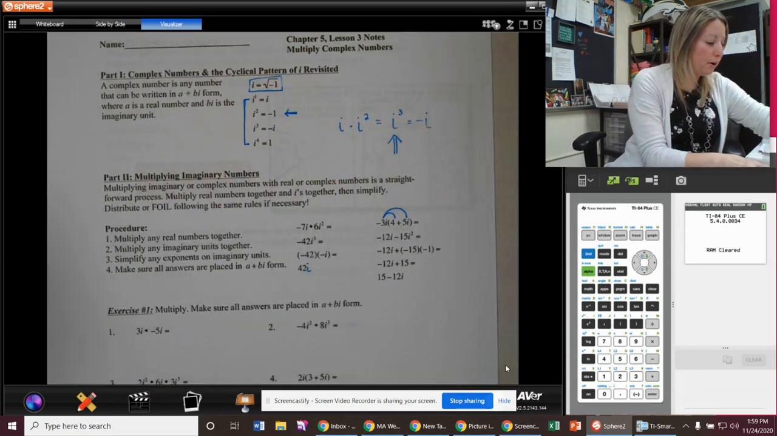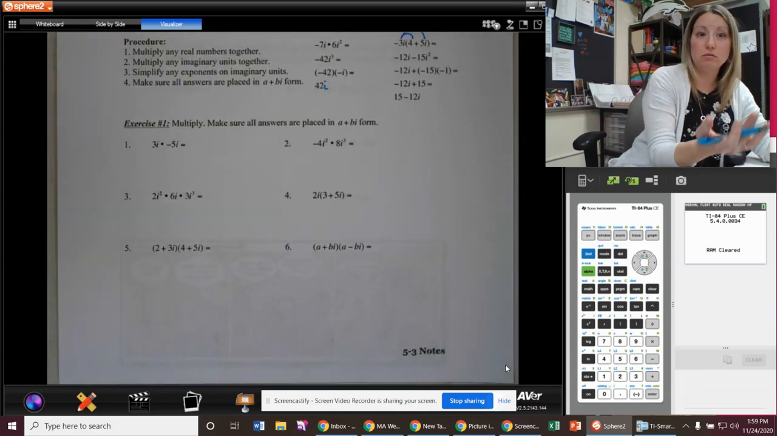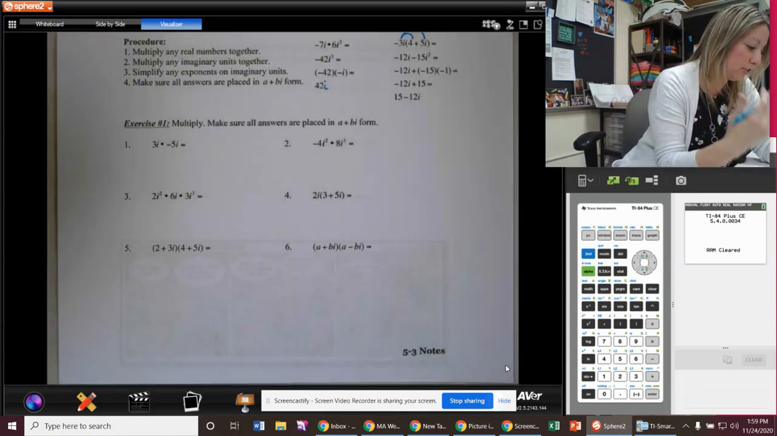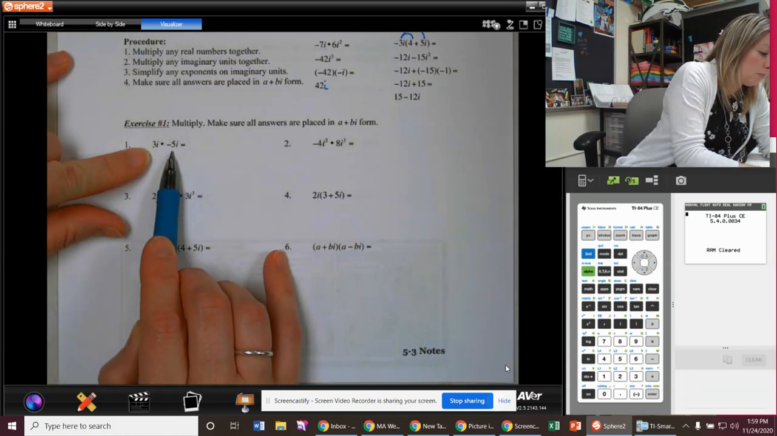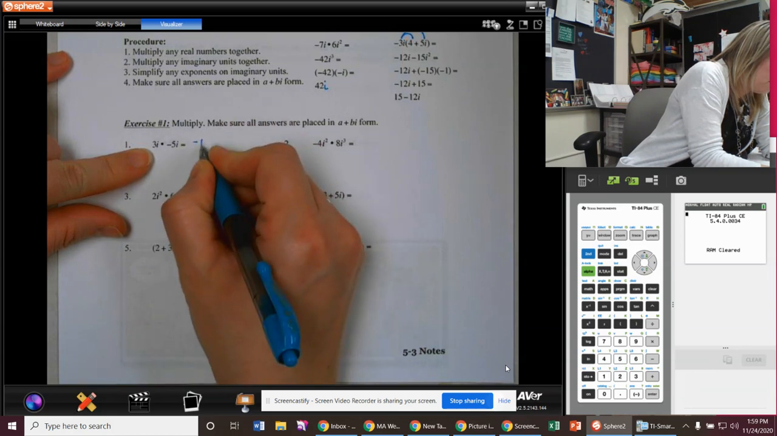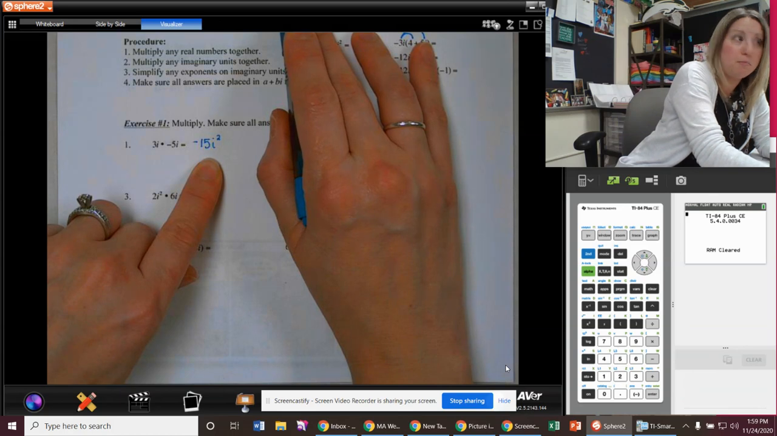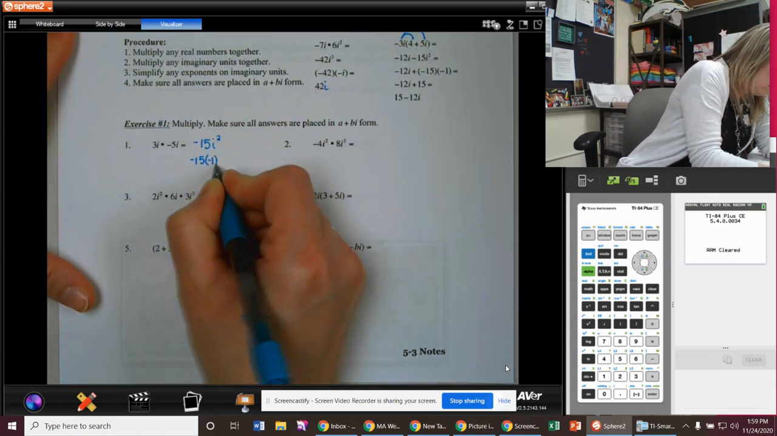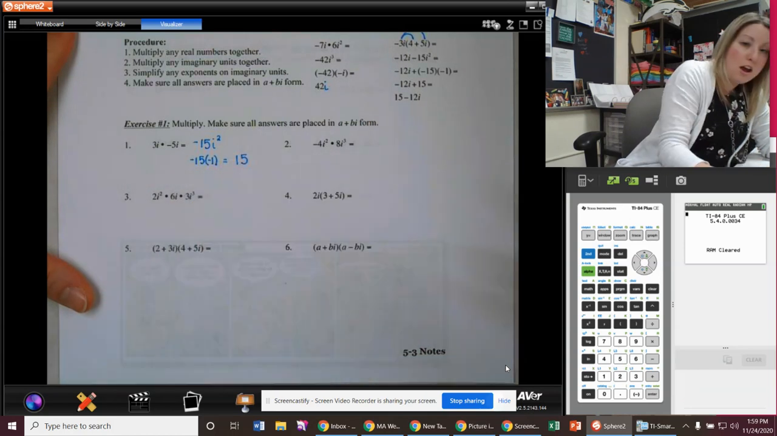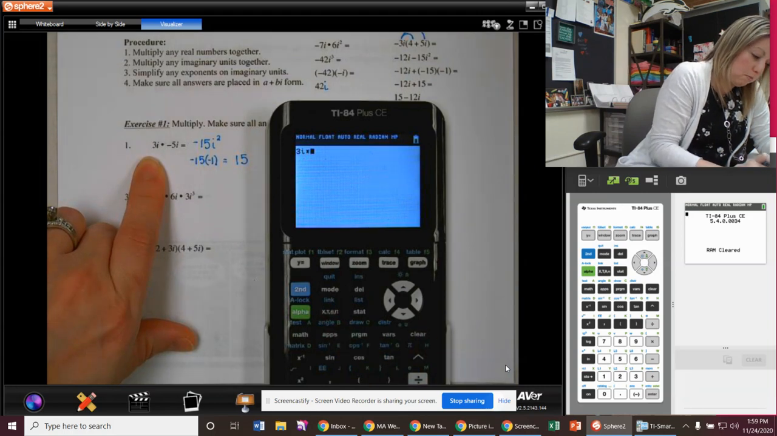Okay, so here we go. Let me just show you some done outright, and then some done in the graphing calculator, just so we have an idea. Right here, 3i times negative 5i, that would be negative 15i squared. Well, what's i squared really equal to? Look back up, negative 1. So this is really negative 15 times negative 1, and it's really positive 15. And just to double check, make sure we are correct about that, 3i times negative 5i is positive 15.